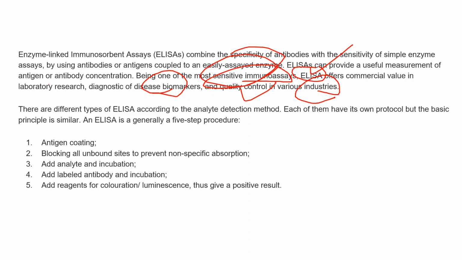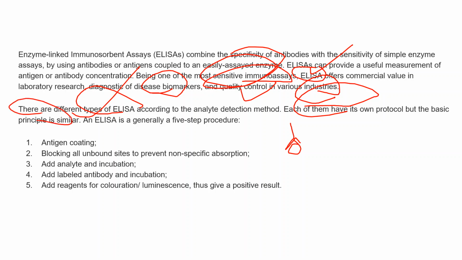We know that there are different types of ELISA according to the analyte detection method, like whether it is directly measuring the antigen. So there will be direct ELISA, which we'll discuss later, indirect ELISA, and sandwich ELISA. So there are different types of ELISA. Each of them has its own protocol, but the basic principle is similar.